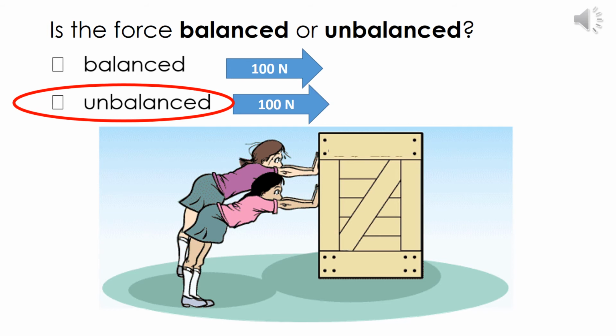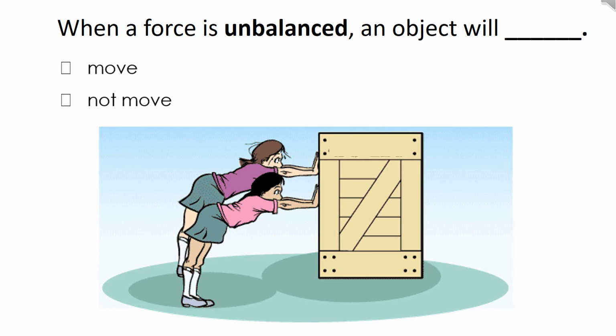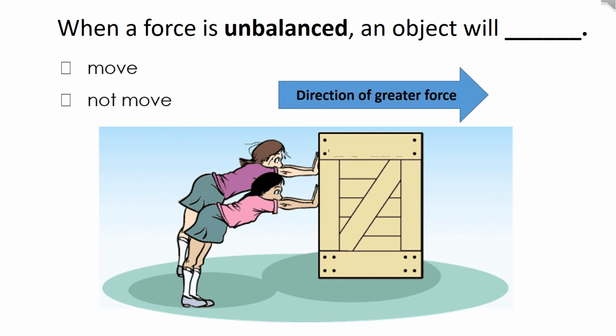Is the force balanced or unbalanced? We have two women pushing a box, both pushing with 100 newtons each. Because there is no push force going in the opposite direction, we know that it is unbalanced. Because we have the direction of the greater force all going towards the right, we know that when a force is unbalanced, an object will move.